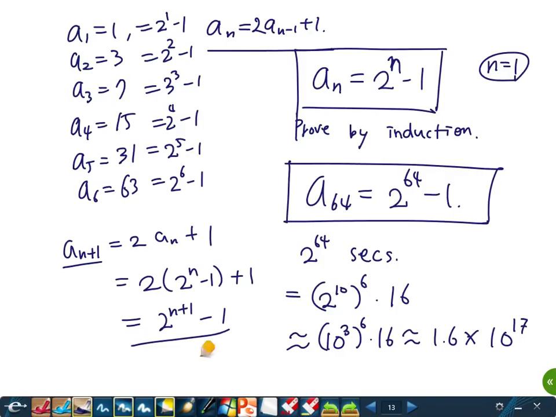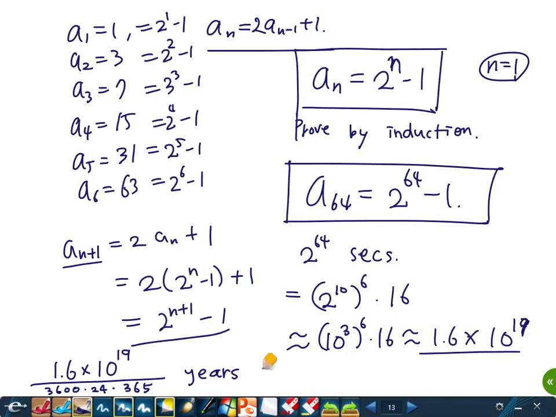And so if you change this into years, this should be 19, right? 1.6 times 10 to the 19th divided by, 1 hour is 3,600 seconds, and we have 24 hours a day and 365 days a year. So it takes this many years. And this is approximately 5,000 hundred million years.